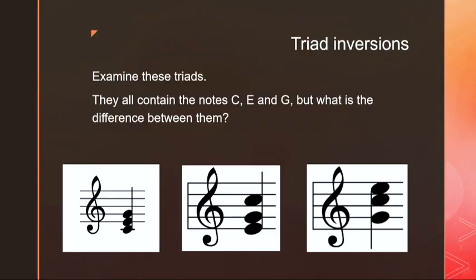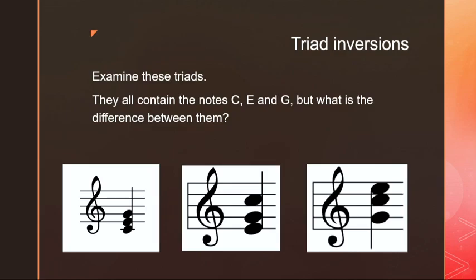You'll see that I have put 3 triads on the screen. The first one, the bottom note is a C, the second note is an E, and the third note is a G. If we look at the second triad, it starts on an E, then it has a G, and then the C is at the top. And in the third triad, we start with a G at the bottom, then we have a C, and then an E above them.